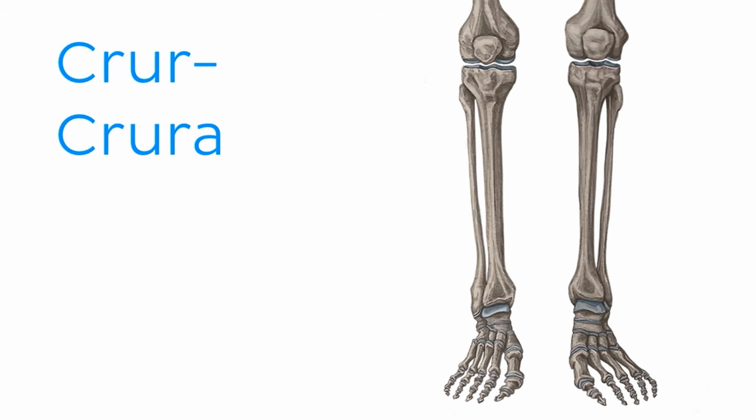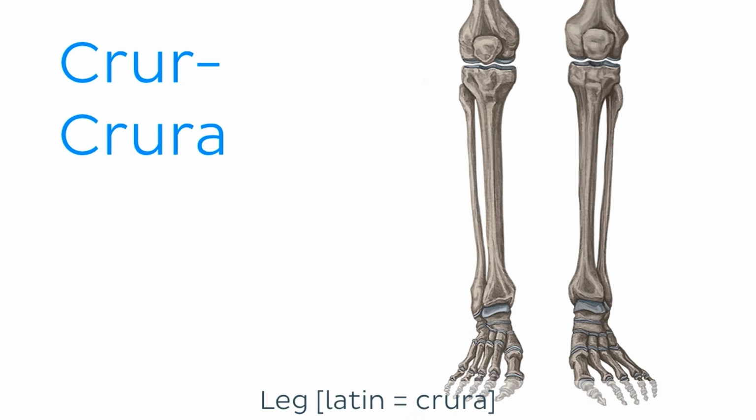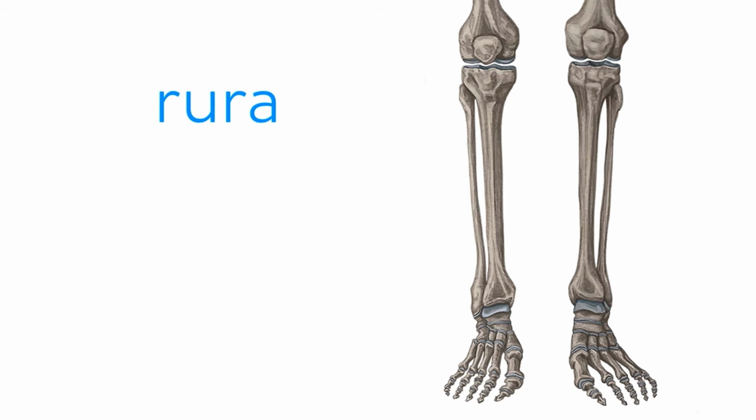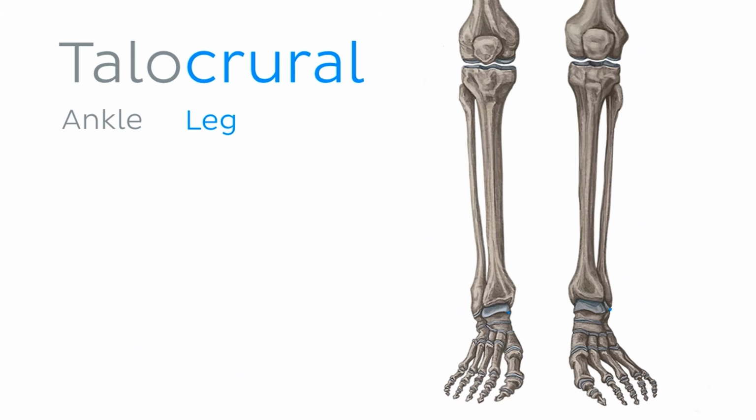How about this term? Crur or crural, which can be a bit tricky to wrap your tongue around, right? It refers to something related to either the lower limb or sometimes specifically the anatomical leg, meaning the region between the knee and the ankle joints. For example, we have the talocrural joint, which is the anatomical name for the superior part of the ankle joint, formed by the bones of the leg and talus bone of the foot.